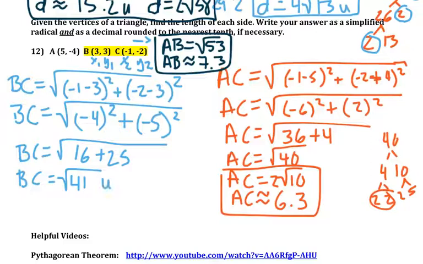Now you might be asking why I didn't find the prime factorization of 41. Well, that's because 41 is prime, and so I knew that we would leave it as the square root of 41 units. But I do need to put it in the calculator, so if we take the square root of 41 and put it in the calculator, we find that the approximate length of BC is 6.4 units.